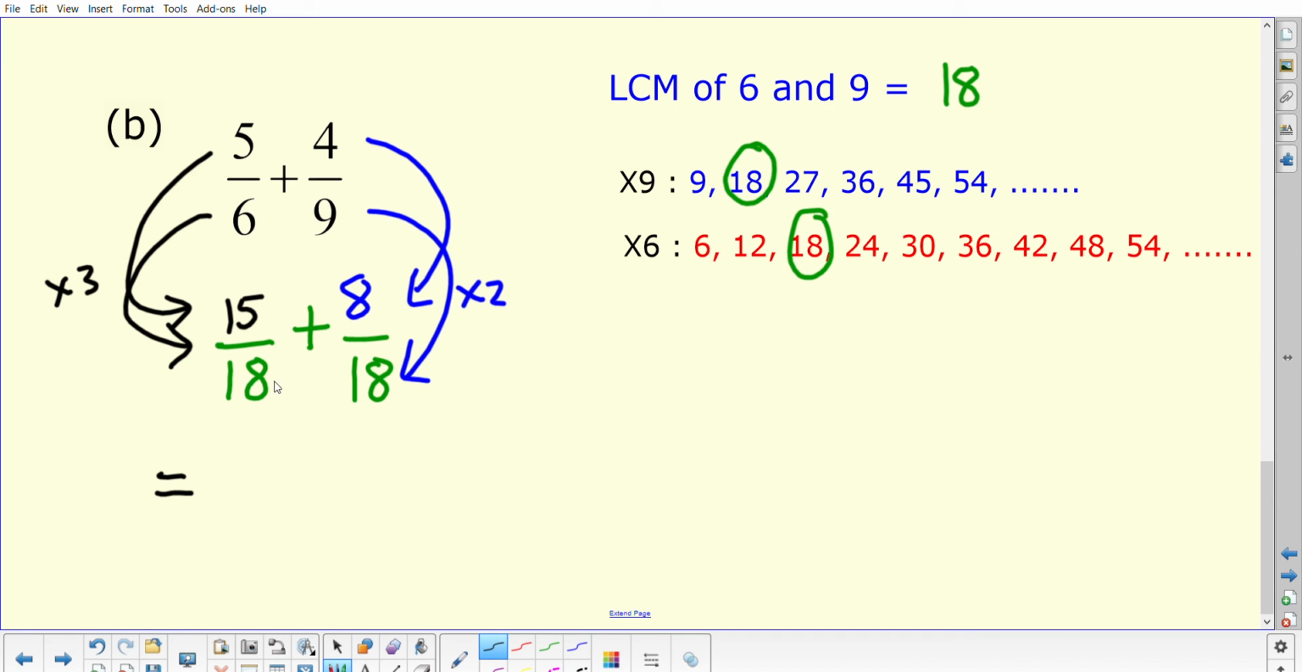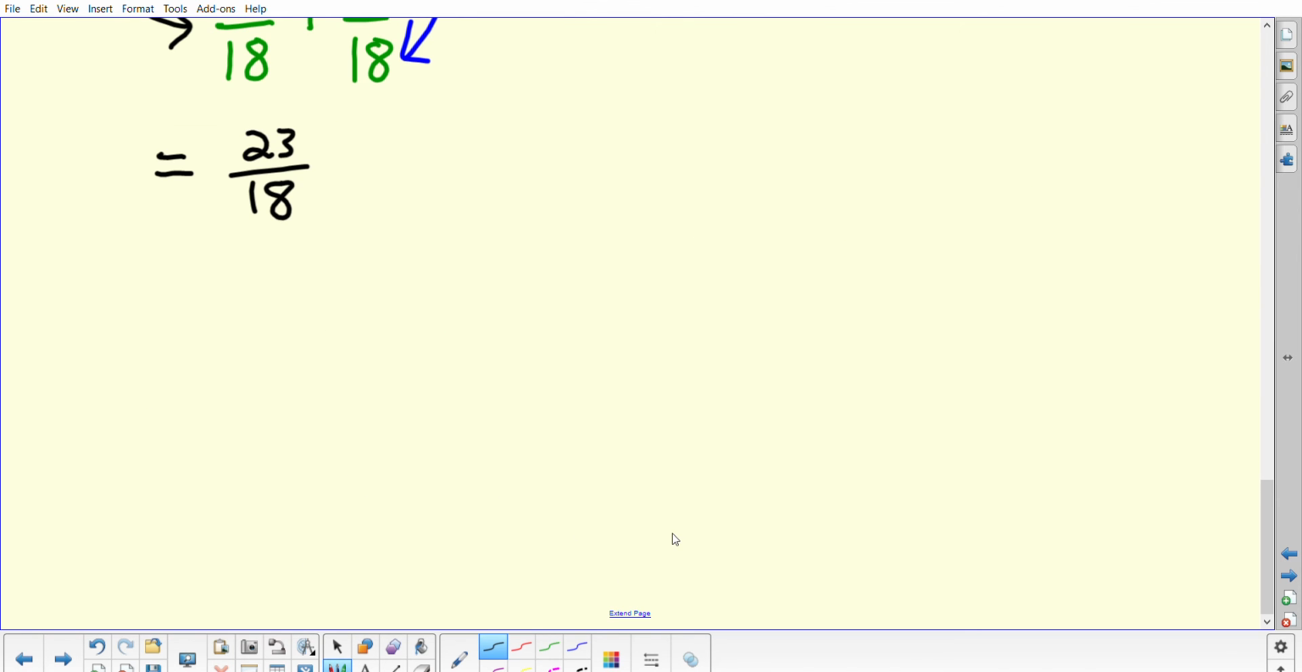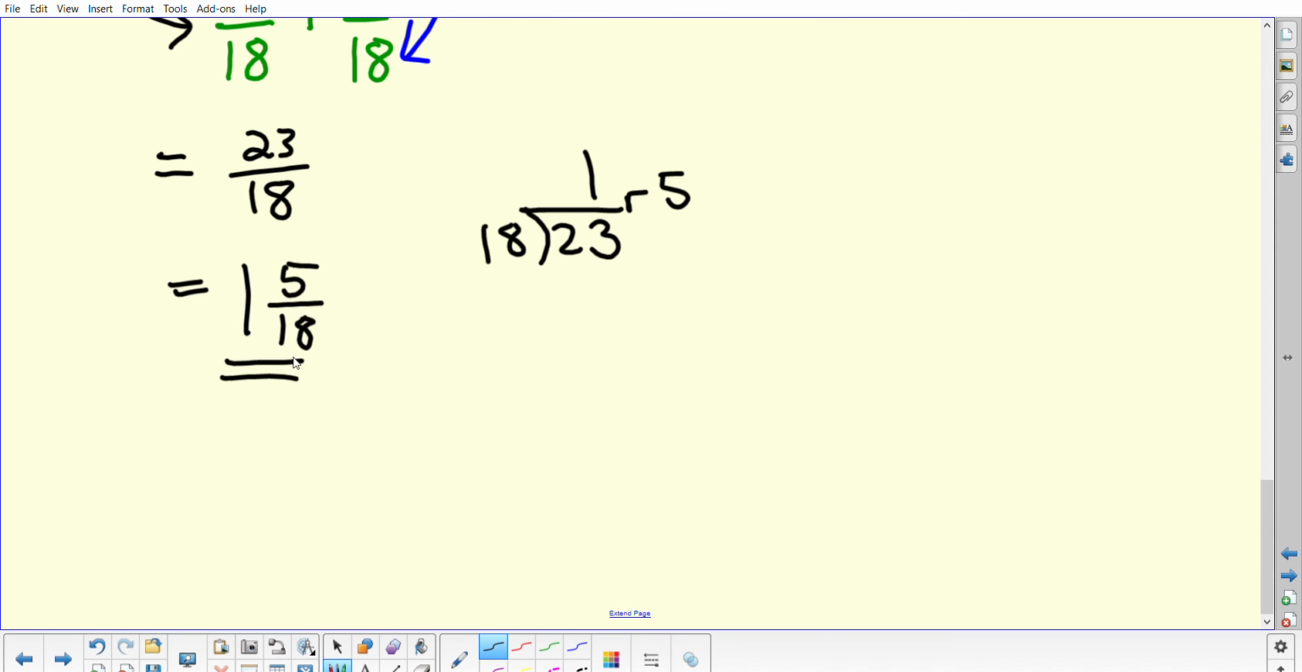So now that the bottom numbers are the same, we're ready to just add the top numbers. So 15 add 8 makes 23 over 18. So we've got 23/18, that's an improper fraction, or top heavy fraction. So we're going to change that and make our answer. 18 into 23 goes in one whole time, so we can make one complete whole, and there would be 5 bits left over. So 1 and 5/18 would be your final answer.